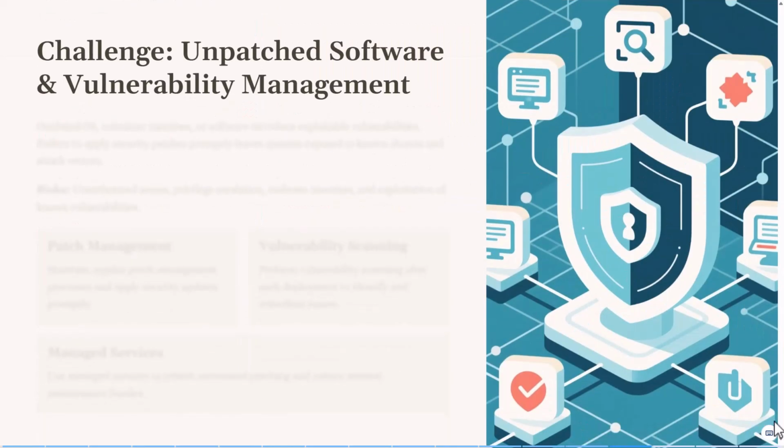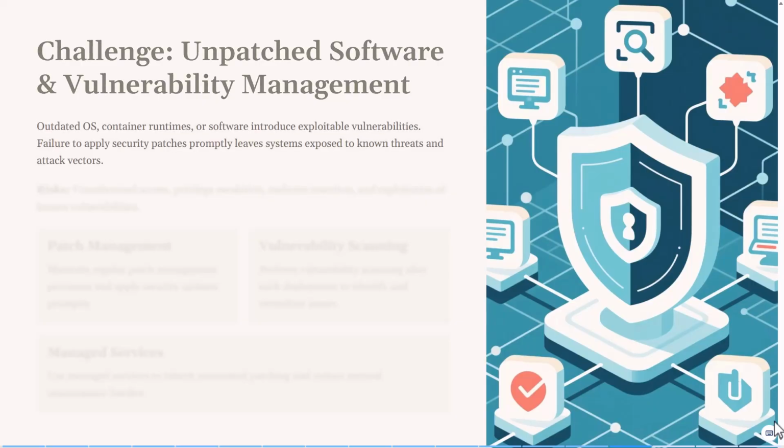Next challenge we have is unpatched software. Some software, operating systems, or container environments can get old and have security problems if they are not updated. Hackers can use this weakness to attack the system. So, old or unpatched software can allow attackers to access systems without permission, gain higher privilege than they should, or install malware and exploit known security flaws.